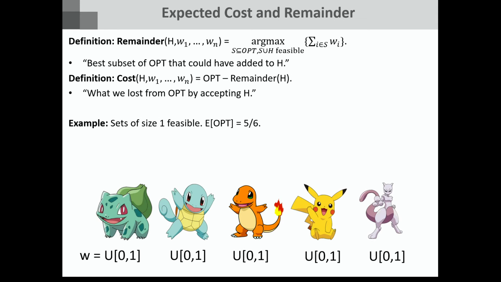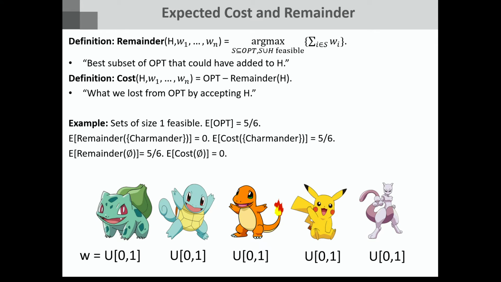Again, I want to give you a couple of pictures just to make sure the definition is clear. What do I mean when I say the expected cost and the expected remainder? In this example, everyone's weights are drawn uniformly from the interval 0, 1, and we'll say sets of size 1 are feasible. So the expected max weight element is 5/6, because there are 5 elements. What is the expected remainder of Charmander? The remainder of Charmander is the empty set, so the expected weight of the empty set is 0. And what's the expected cost of Charmander? It's the expected weight of the max weight element, because that's the cost of Charmander. So it's going to be 5/6.